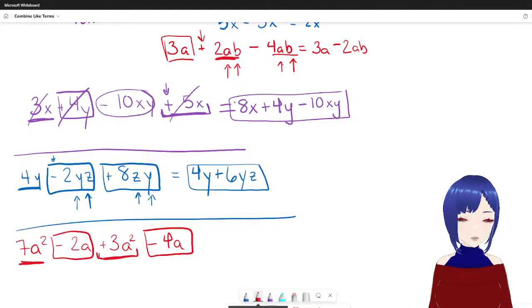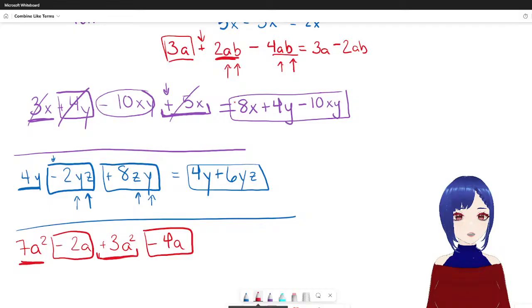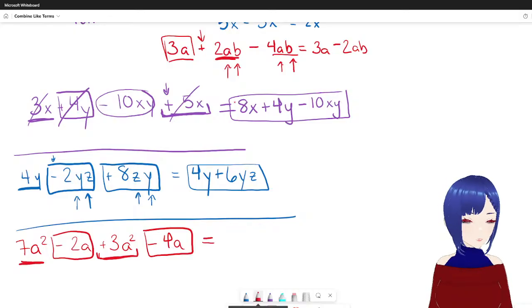So now we have our terms highlighted. The things that are underlined go together. The things that are in boxes go together. 7a squared plus 3a squared. 7 plus 3 is 10. A squared.